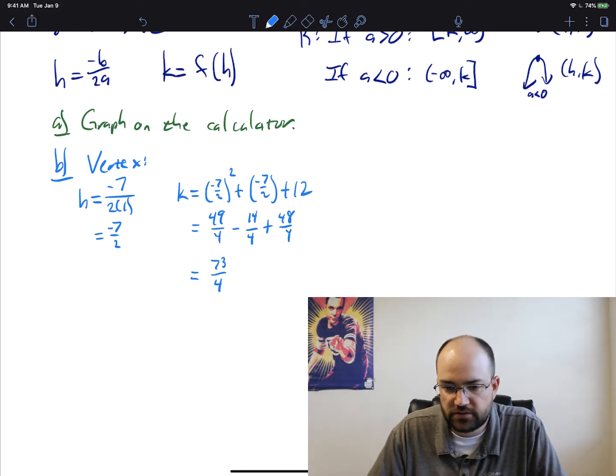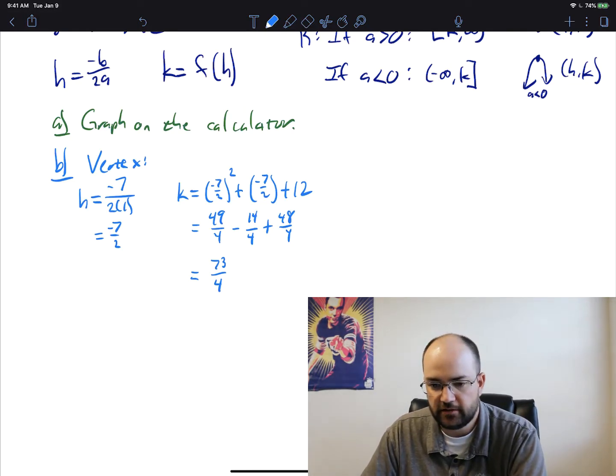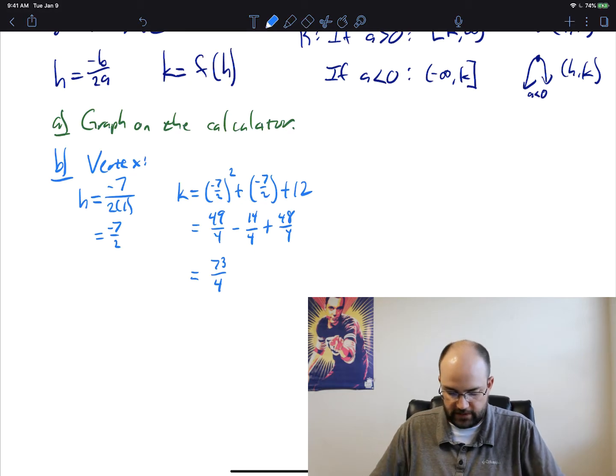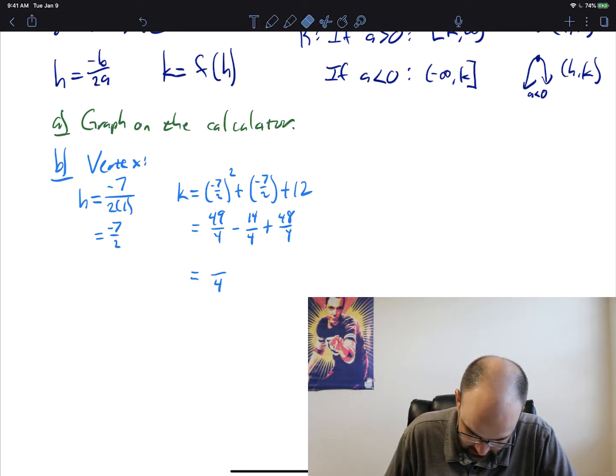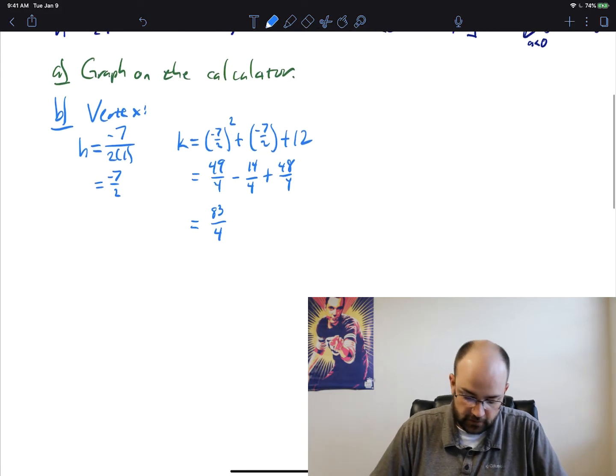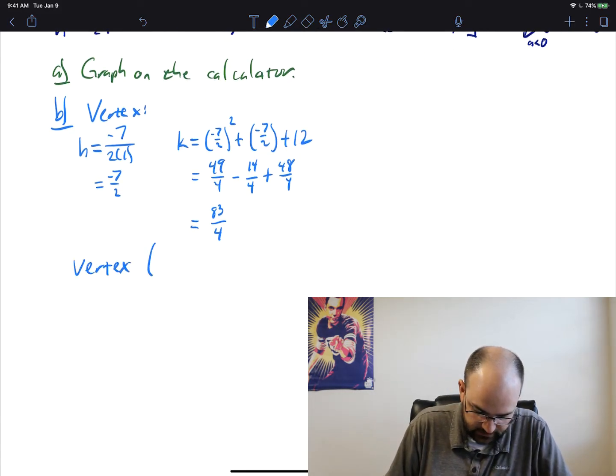Good. Now, just for confirmation, I'm going to go ahead and type that into the calculator because that's kind of a weird number. So negative 7 over 2 squared plus negative 7 over 2 plus 12. 83 over 4. I can't do basic math. Awesome. Okay, so once we have the h and the k, the vertex is simply those two in coordinate form.